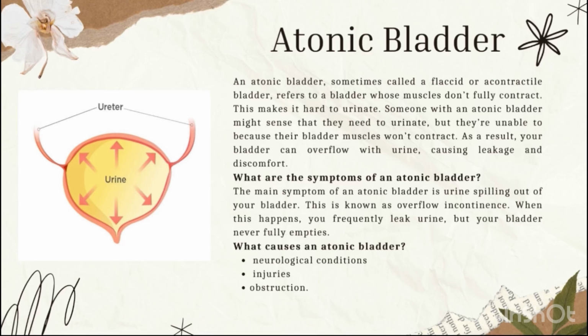So what are the symptoms of an atonic bladder? The main symptom of an atonic bladder is urine spilling out of your bladder. This is known as overflow incontinence. When this happens, you frequently leak urine, but your bladder never fully empties. What causes an atonic bladder? Neurogenic conditions, injuries, or obstruction.